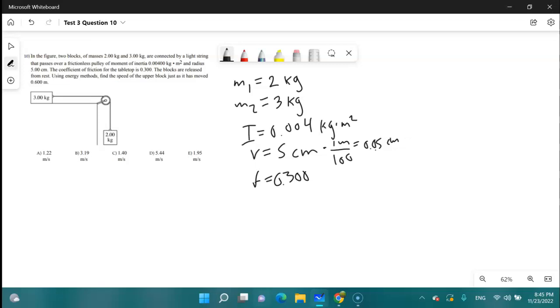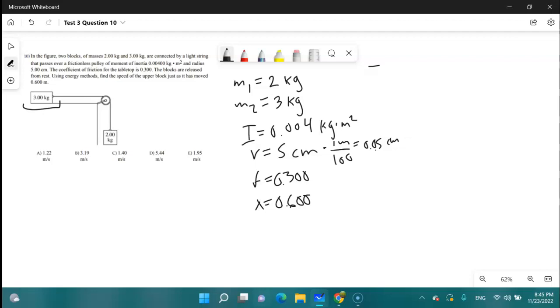Using energy methods, find the speed of the upper block just as it has moved 0.600 meters. So that's the distance that we're working with. And we're basically being asked to find the velocity of the upper block, this one, after it gets pulled down. So now that we have these values, we can start trying to see the mechanical energy of this system.